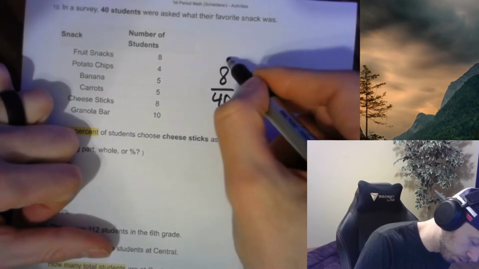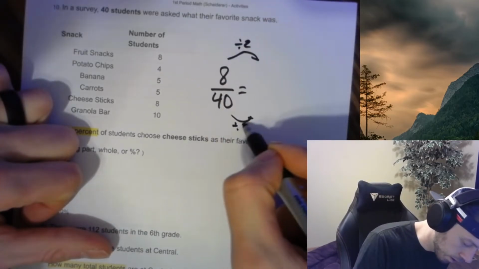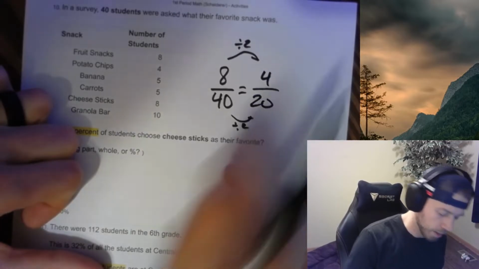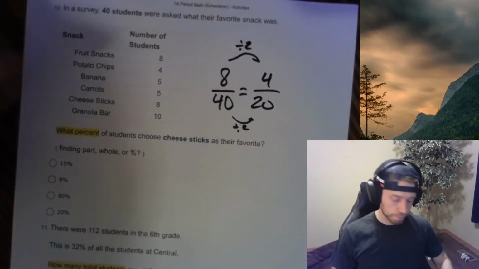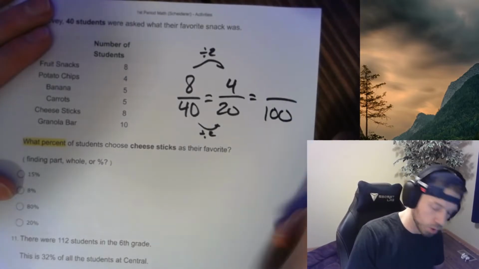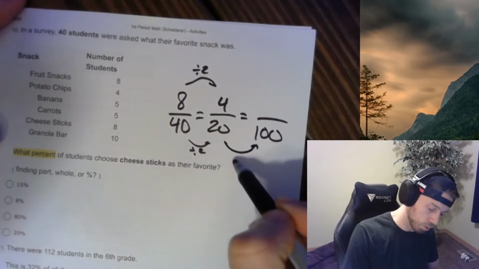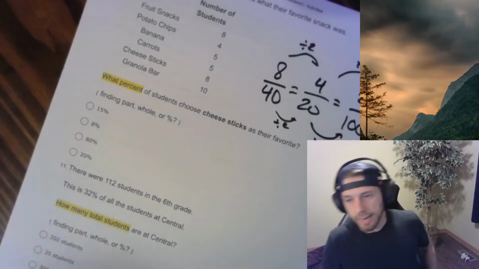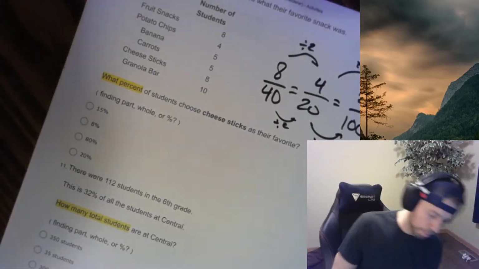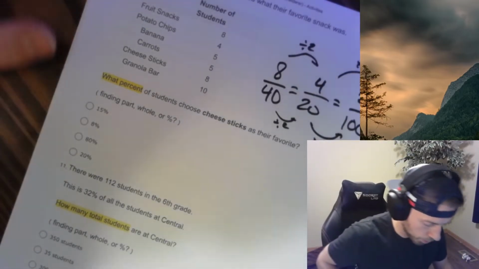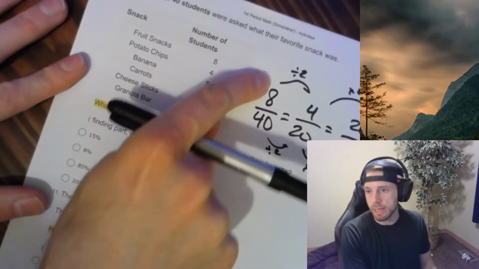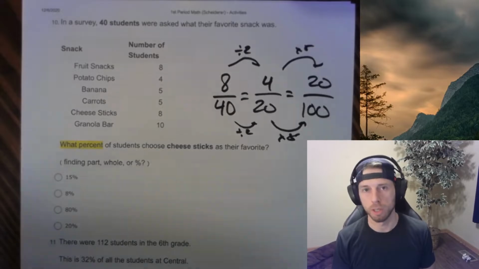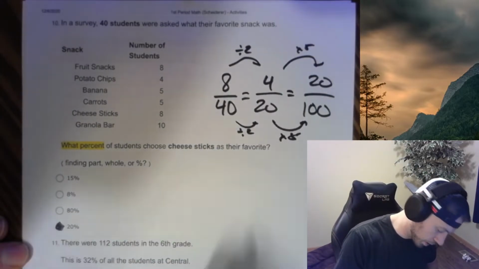So what I'm going to do is I'm going to do some little magic here. Use what I know about ratios. Divide this by 2, and I'm going to get 4/20. Now, it can get to 100, and I can figure out what this is as a percentage, right? Because 20 times 5, 4 times 5, and I get 20 out of 100, which would be 20%. And if I look at 8 out of 40, that seems like 20%, right? Because 8 is a small number of 40, 20% is a small percentage. So I feel comfortable with this answer.